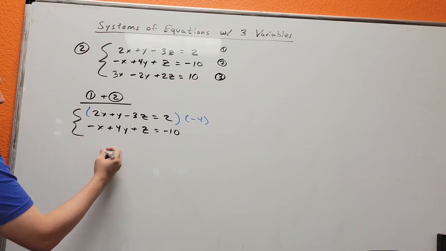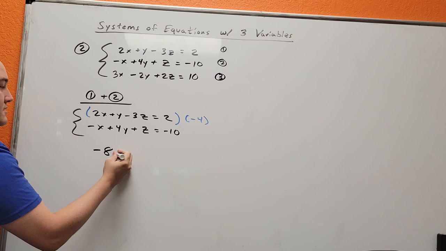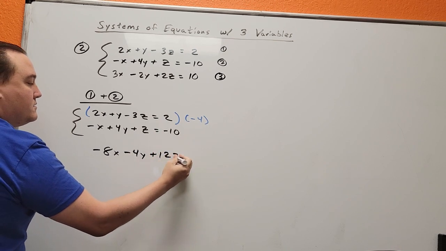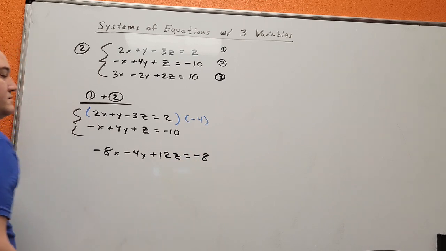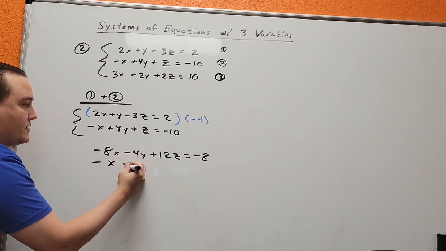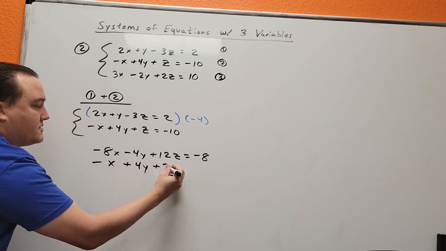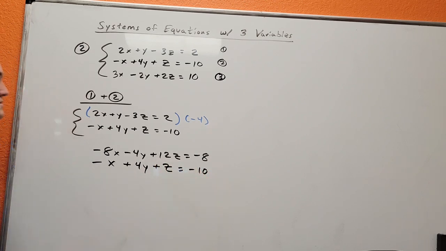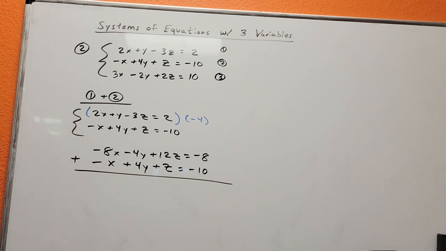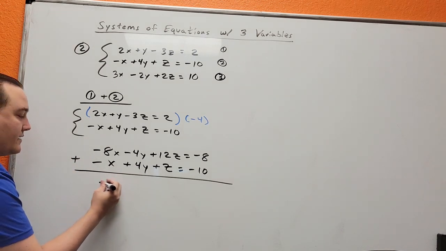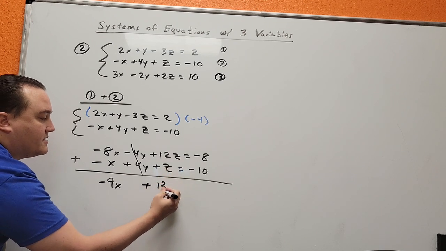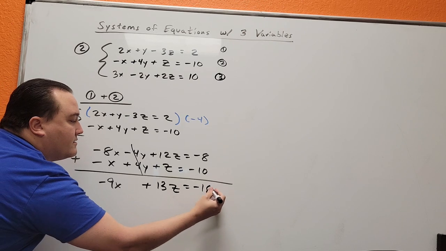So that gives us negative 4 times 2x is negative 8x, negative 4y, plus 12z equals negative 8. And then the second one we could just copy, or you can use it to add up and get your answer. Plus 4y. Plus z. Add them up. Negative 8 minus 1 is negative 9x. Those are gone like we wanted them to be. Plus 13z equals negative 18.